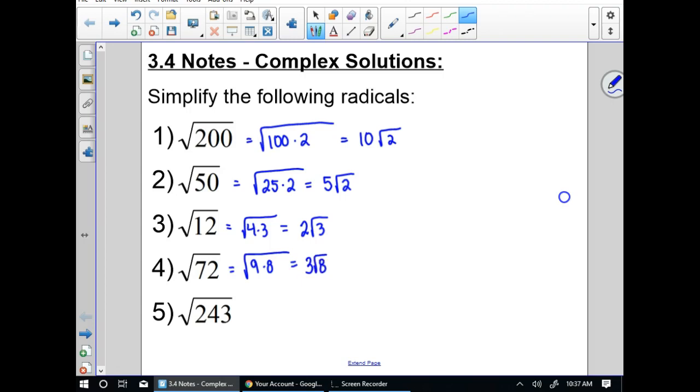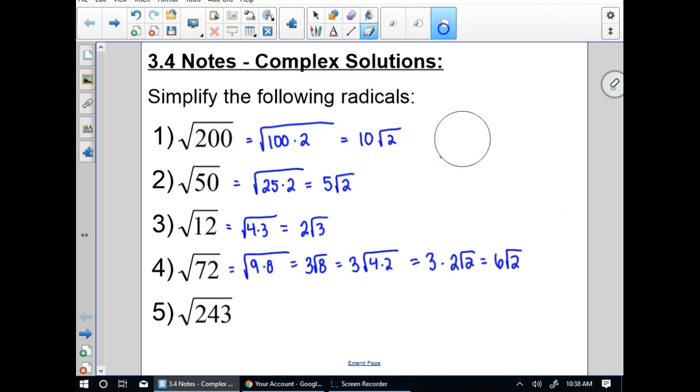Okay, now, here's the problem. 8 will break down. 8 doesn't seem like it should break down because 8 is a small number, right? But how could I break down 8? 4 and 2. And so if I break down 4 and 2, that would be 3 times 2 square root of 2. So I would end up with 6 square root of 2. So watch out on these.